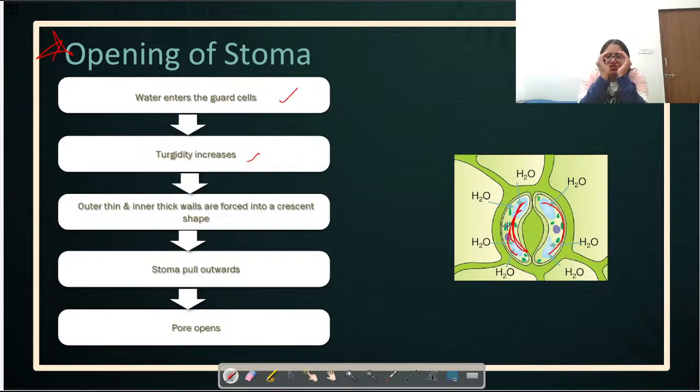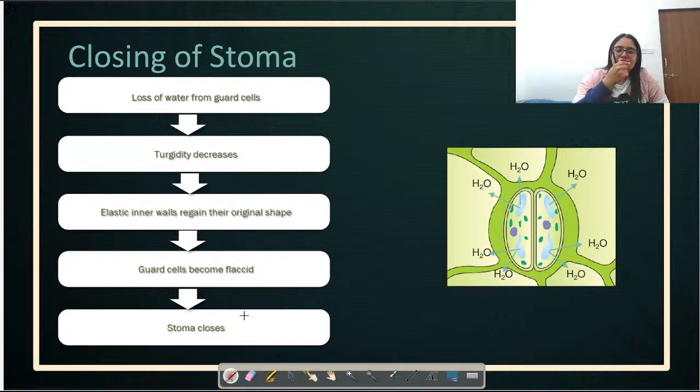So because of this crescent shape of the guard cells, developed because of the increase in turgidity of the guard cells, what will happen? The stomatal aperture will get exposed. The stoma is pulled outwards, and the pore opens. The stomata opens. And now let's see how closing of the stoma takes place.